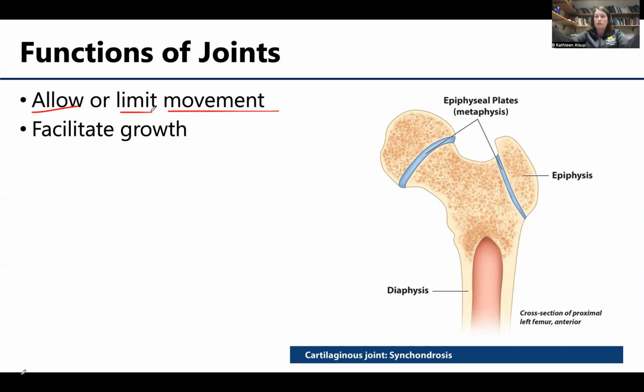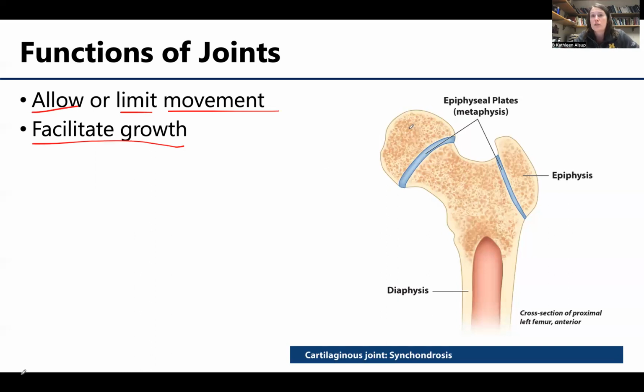But a lot of times when we think of joints, we think about those associated with your appendages or your limbs. That's generally what we think about, but it's actually a fairly large complex. Another important thing to think about is that certain joints are going to facilitate growth. And we talked a lot about this when we were talking about the skeletal system.